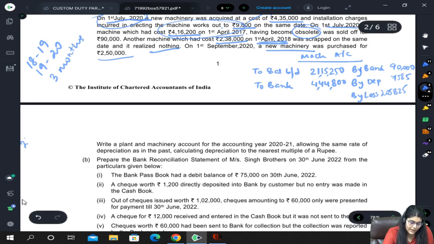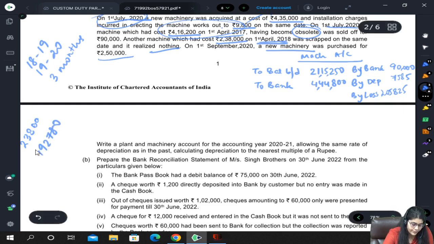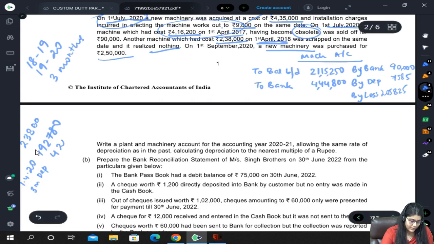Cost was 2,38,000. 2,38,000 into 0.9 into 0.9, giving us 1,92,780 as value on 1st April 2020. On 1st April 2020, this was my value. And for 3 months, depreciation will be into 10% into 3/12, which gives us 4,820.